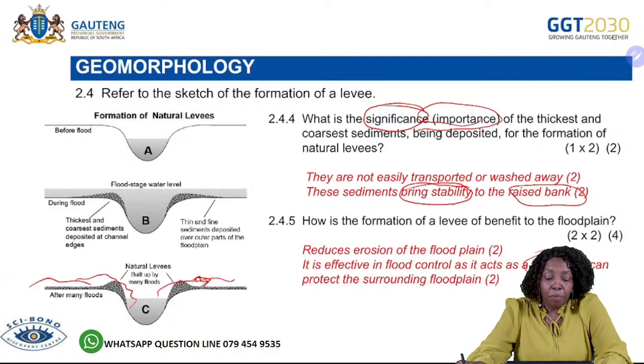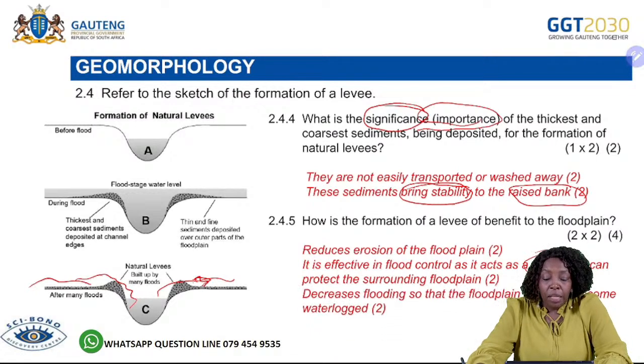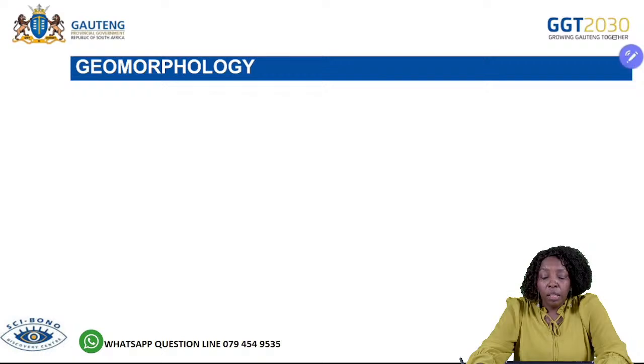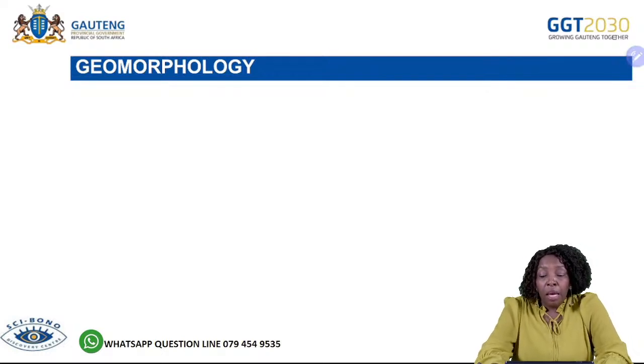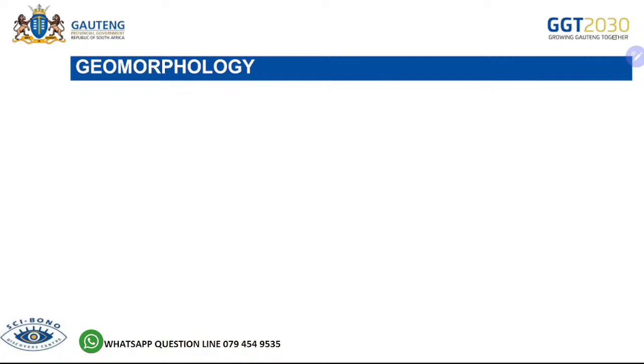So it acts as a buffer that can protect the surrounding floodplains. It decreases flooding so that the floodplain does not become waterlogged. And then it also preserves the habitats and the ecosystem that we find alongside the river there.